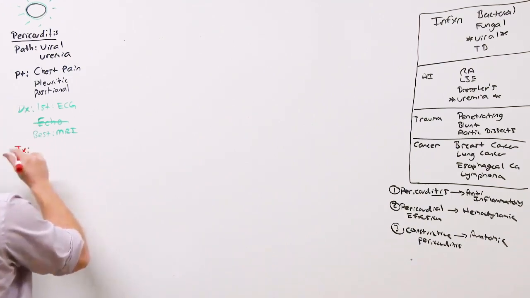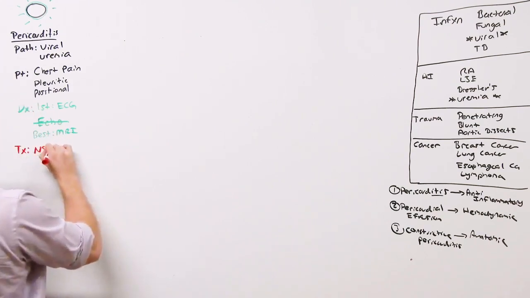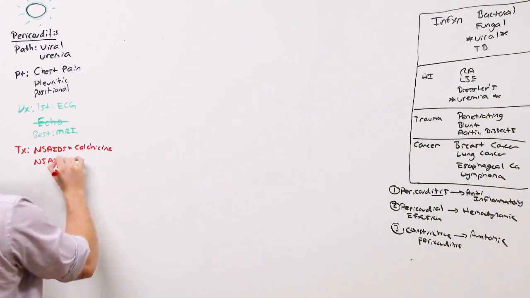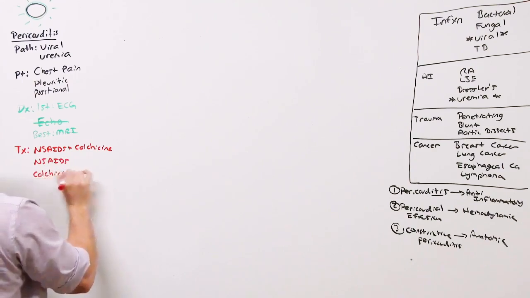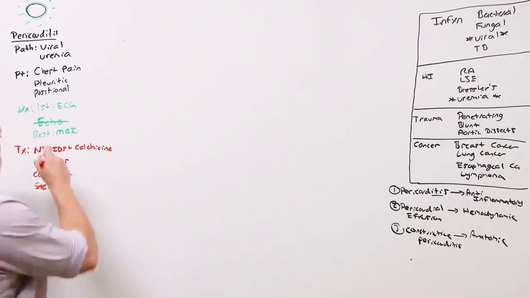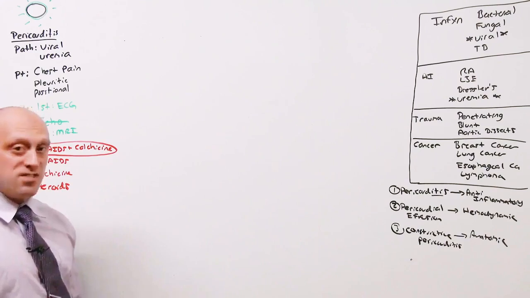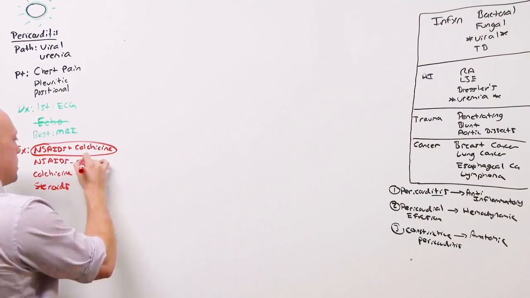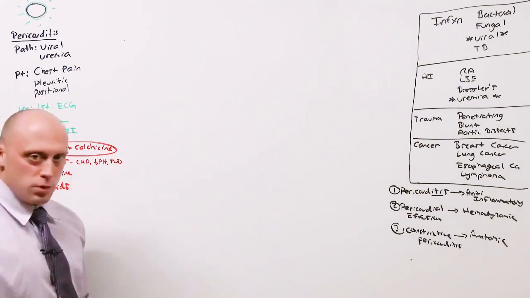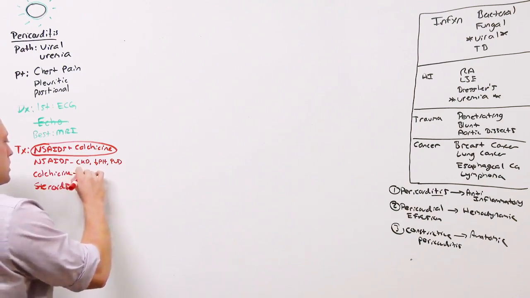The treatment has changed in recent years, and so I want you to pay particular attention to this. Your options are NSAIDs plus colchicine, NSAIDs alone, colchicine alone, and steroids. You can see that this makes an excellent test question. The best choice is NSAIDs and colchicine. The question becomes, can you give these? NSAIDs cannot be given in CKD, thrombocytopenia, or peptic ulcer disease. Now, technically, they could be given with ulcer disease with a PPI, but stay away from NSAIDs if you have bleeding problems, low platelets, or CKD. Colchicine is dose limited by diarrhea.